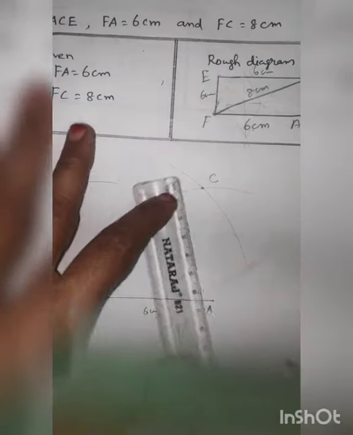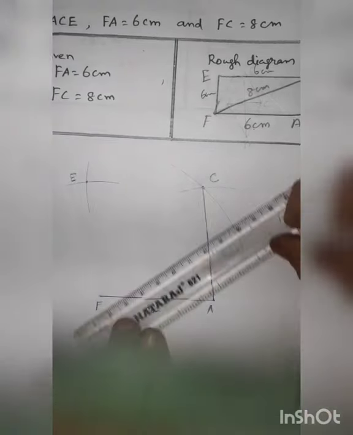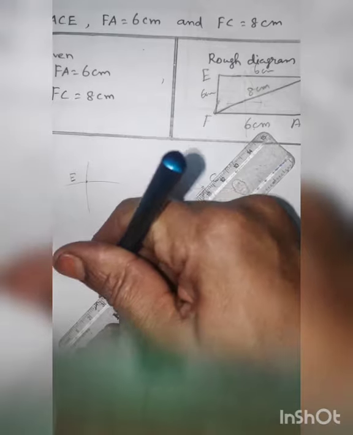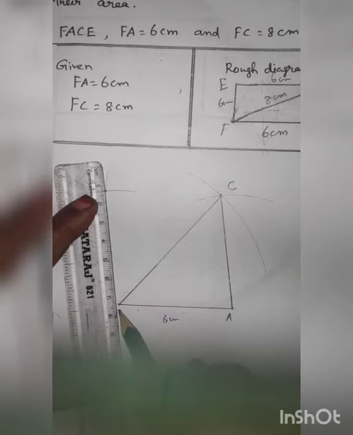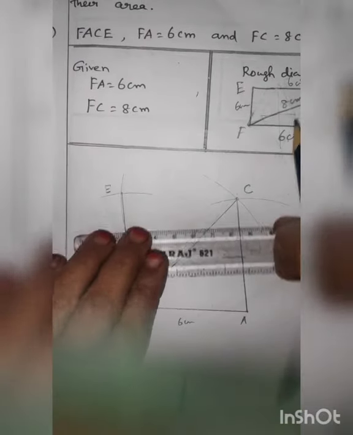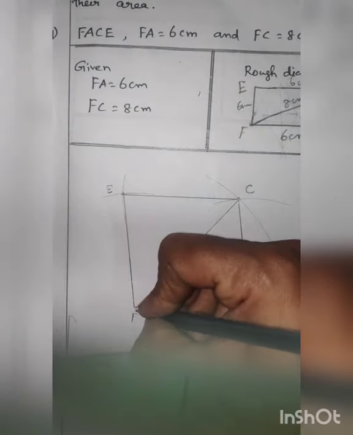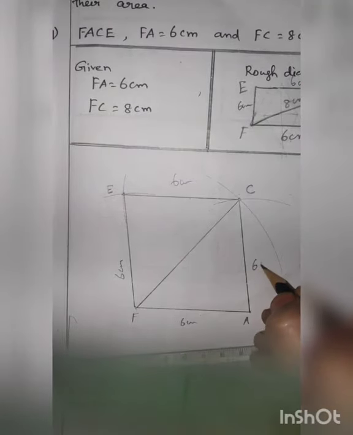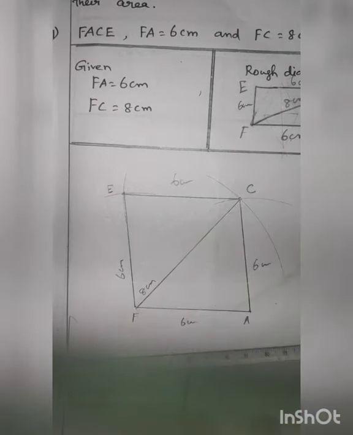Now you join A and C, F and C, F and E, E and C. Here all the sides, write 6 centimeter, 6 centimeter, 6 centimeter. Here how much centimeter is written? 8 centimeter. Area of the rhombus formula is 1 by 2 into D1 into D2.